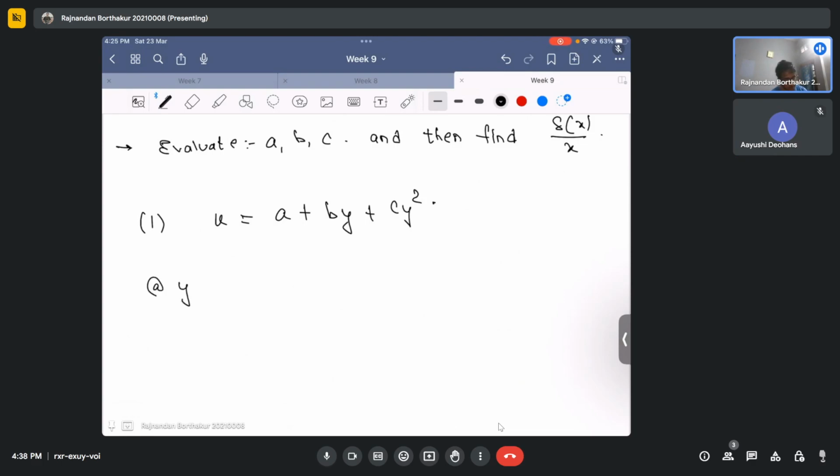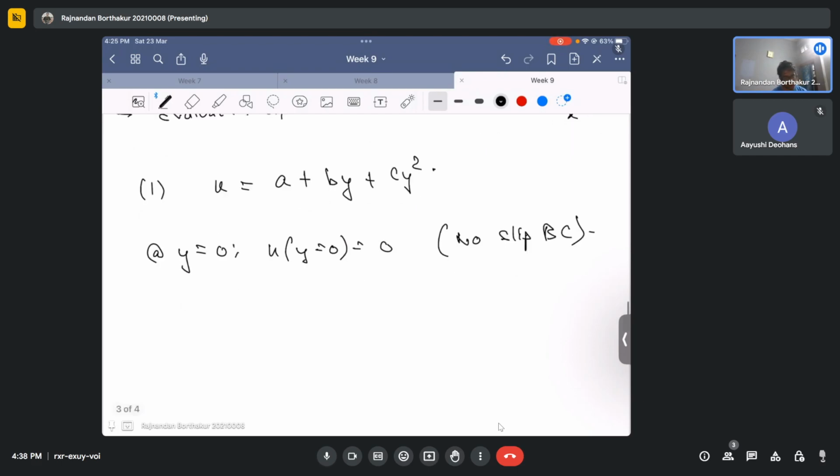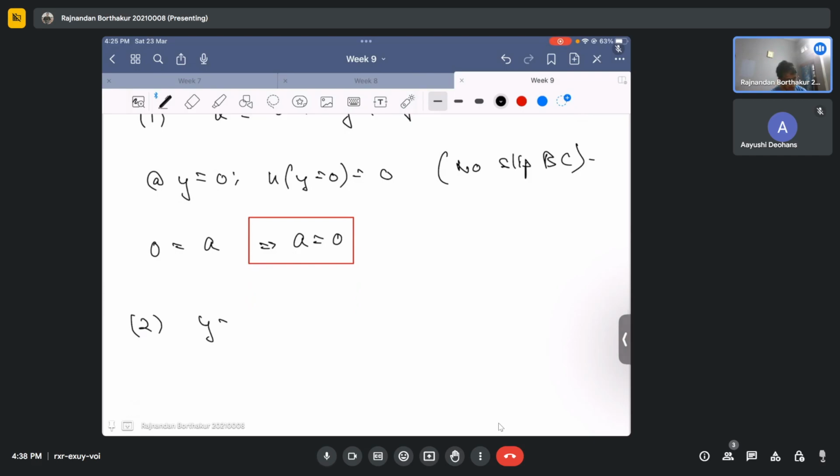At y equal to 0, the first condition says that u at y equal to 0 is 0, and this is nothing but the no slip boundary condition. If we apply this, u is 0, and all other terms turn out to be 0, which means a comes out to be equal to 0. The second condition is that at y equal to delta, u is u infinity.